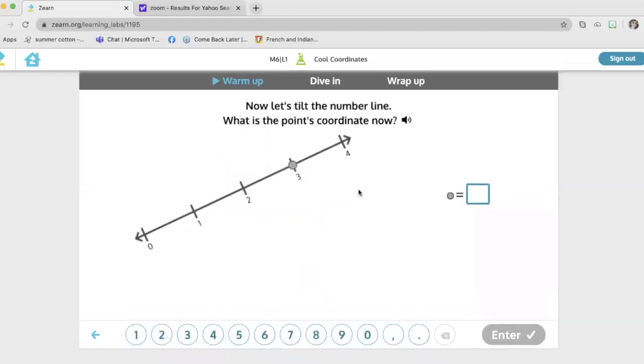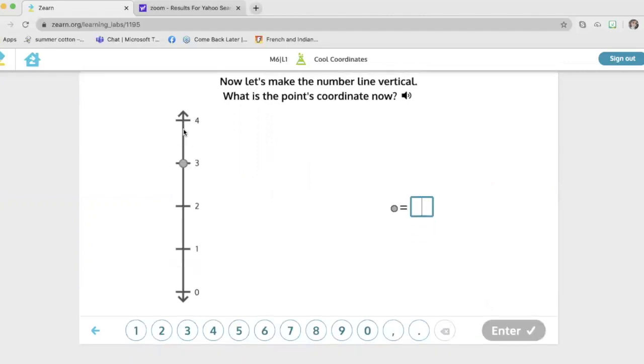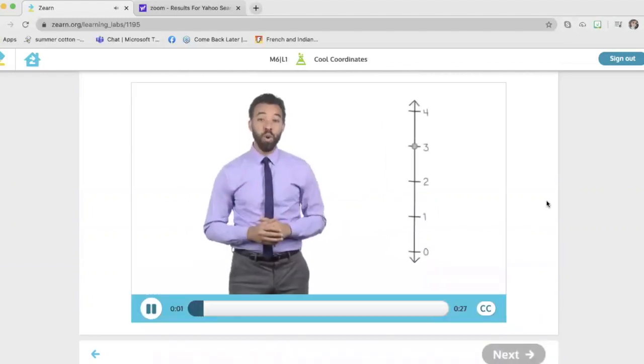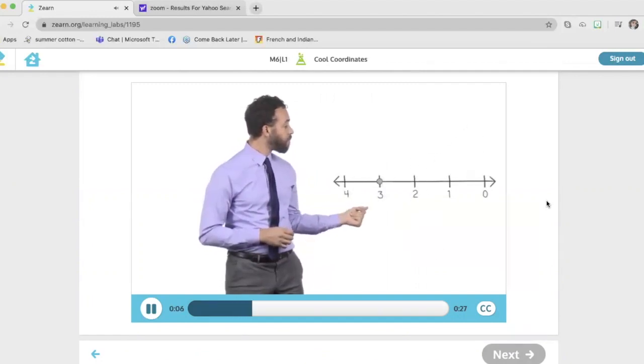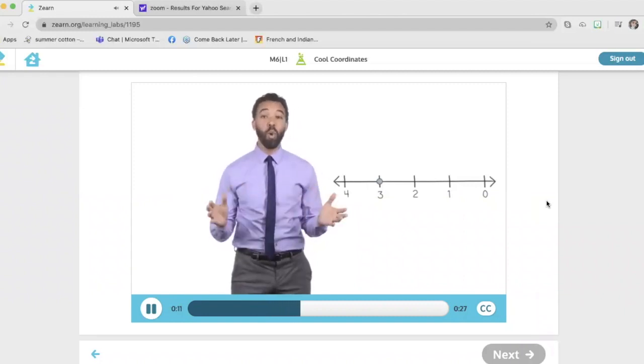Okay, and even if it's tilted, doesn't matter if it's upside down, sideways, crisscross, applesauce, regardless, you're always going to start at 0 and jump up. So 1, 2, and 3. If they do it this way where it's up and down, you're still going to start at 0. 1, 2, 3. Our line can move, but the coordinate stays the same because the point is staying the same distance from the origin.